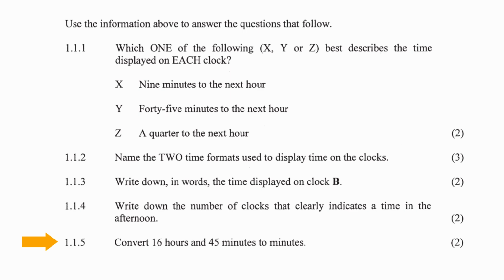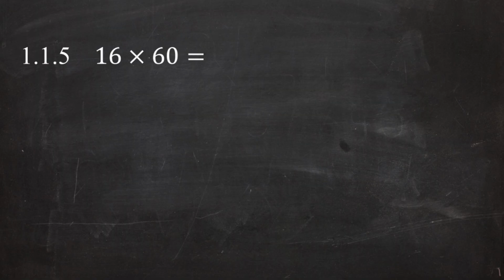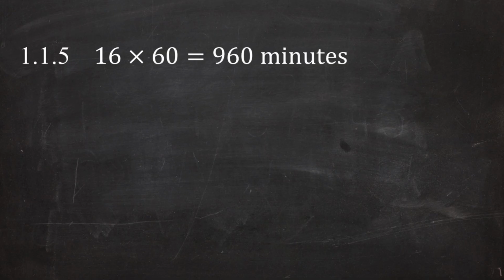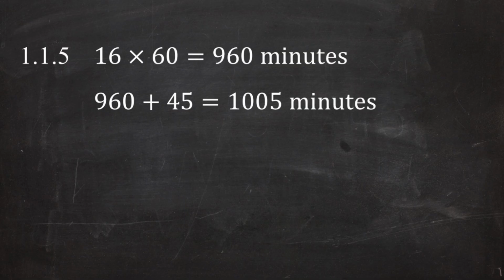In question 115, you are instructed to convert 16 hours and 45 minutes to minutes. Since there are 60 minutes in an hour, 16 hours equals 16 multiplied by 60 minutes in an hour, and this equals 960 minutes. Adding the 45 minutes to this will give us a total of 1005 minutes. So 16 hours and 45 minutes equals 1005 minutes.